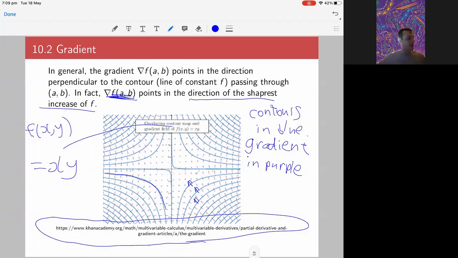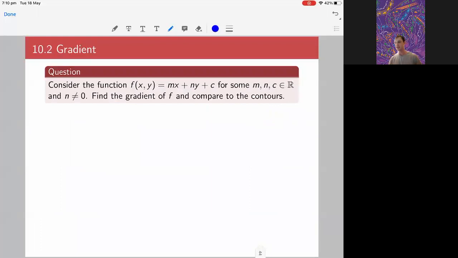But before we get into that, let's go through an example to convince you of why this geometry holds true. Let's consider the function f of x, y equals mx plus ny plus c. m, n, and c are just real numbers, and n is a non-zero number. That's important. Find the gradient, find the contours, and compare. All right.